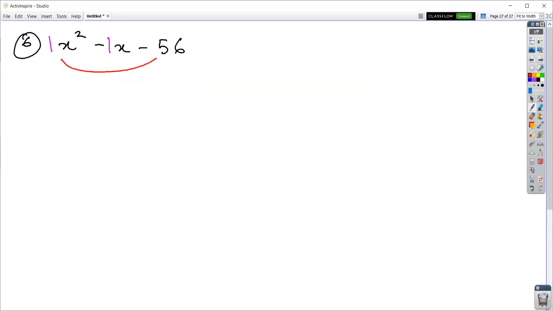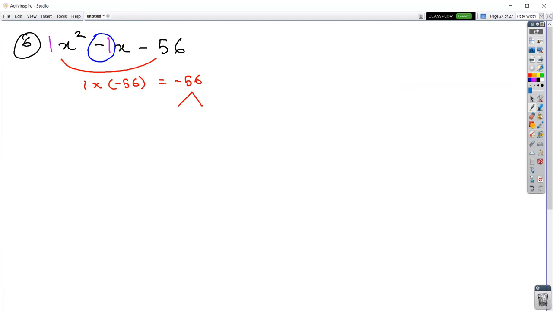I'm going to start by multiplying the first and the last term together. So 1 times minus 56 would be minus 56. Because we are getting a product that is a negative number, it means one of the two numbers we choose must be positive and one must be negative. So now I'm going to find the multiples of 56, but I need to keep the middle term in mind, which is minus 1. So when I do the sum of those numbers, I must get minus 1.